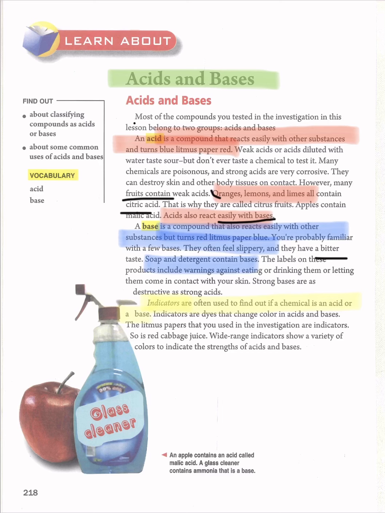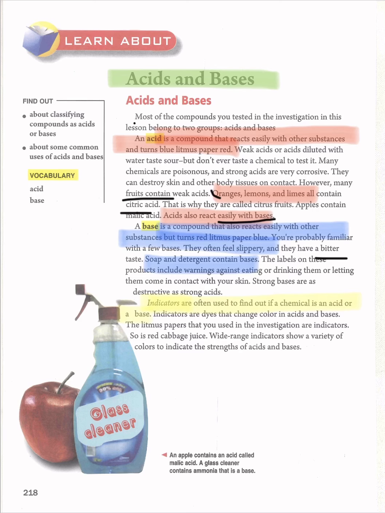Examples of bases are soaps or detergents, like house cleaners. And bases, like acids, are chemical compounds. That's why you cannot eat or drink them, because they will destroy our bodies too.